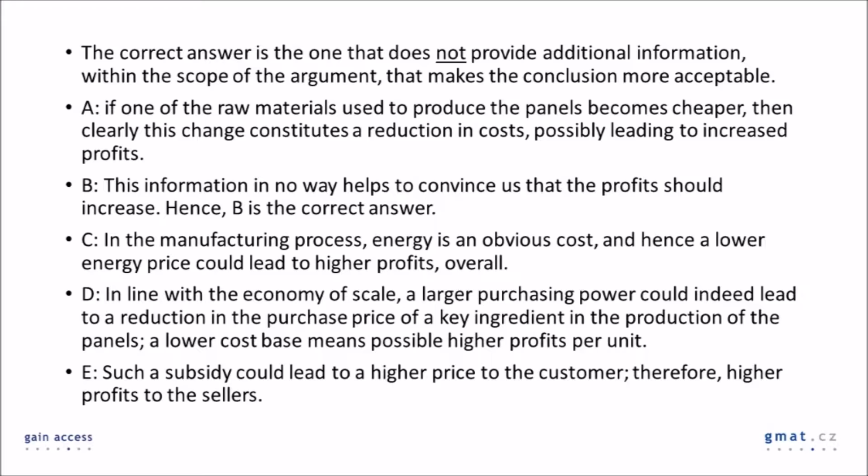So, answer choice A, if one of the raw materials used to produce the panels becomes cheaper, then clearly this change constitutes a reduction in costs, possibly leading to increased profits. Okay, that's logical. B, this information in no way helps to convince us that the profits should increase. Okay, hence B is indeed the correct answer. We'll come back to that.